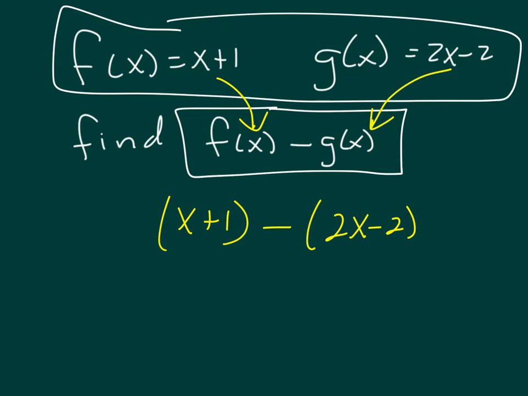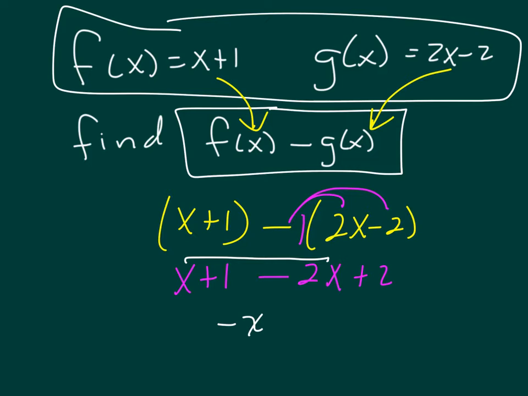Now, in this one, there's a minus there, so you have to distribute that minus. Remember, that's a minus 1. So this is x plus 1 minus 2x, and then distribute it again. So -1 times -2 is a plus 2. Now you simply combine like terms. x minus 2x is a negative x, and 1 plus 2 is plus 3. And that is your result.